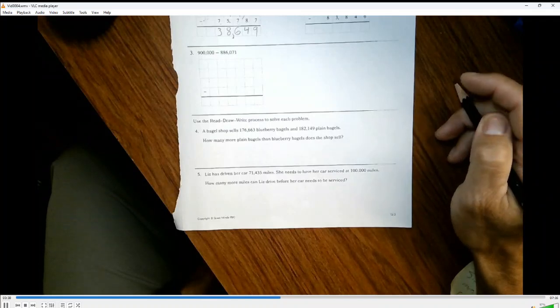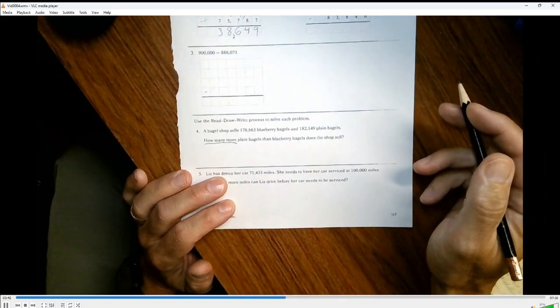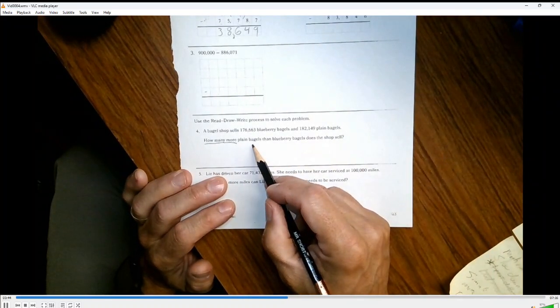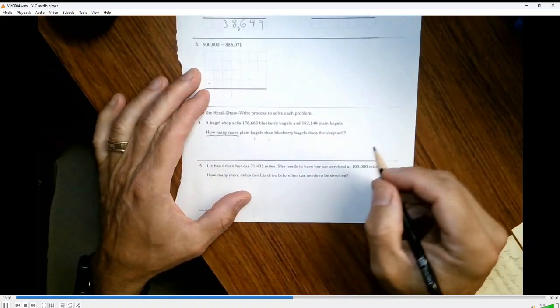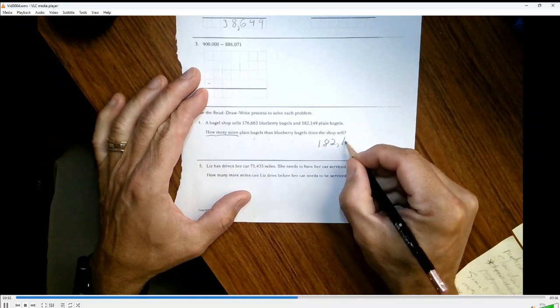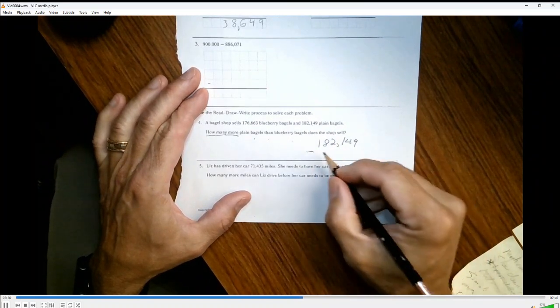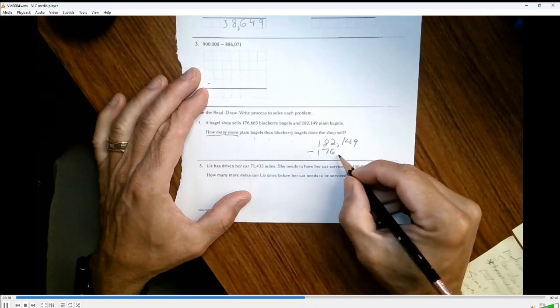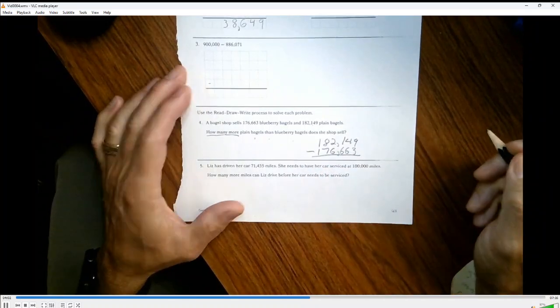It says how many more, right here. How many more? So that tells us we're subtracting. It says plain bagels than blueberry bagels. So we see plain bagels has the bigger number, so let's put that on top. And we're subtracting to see how many more. Okay, that one's all set up like that.